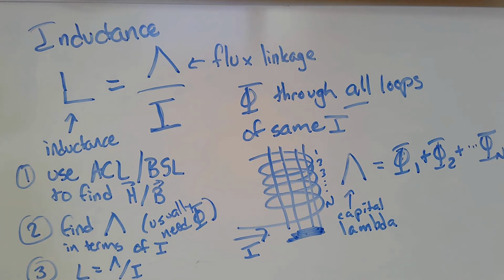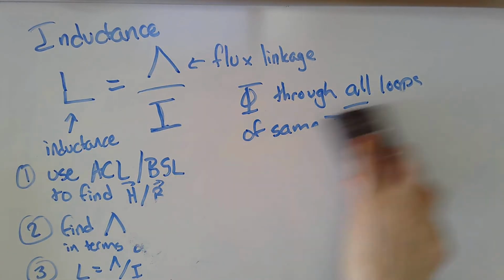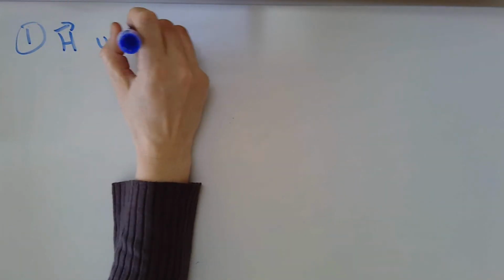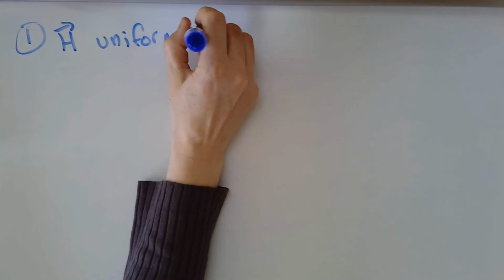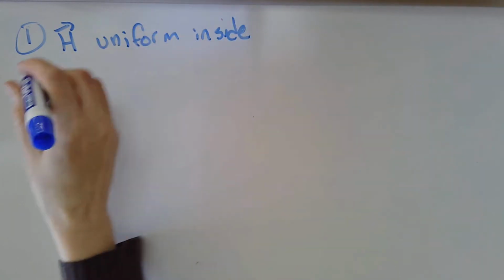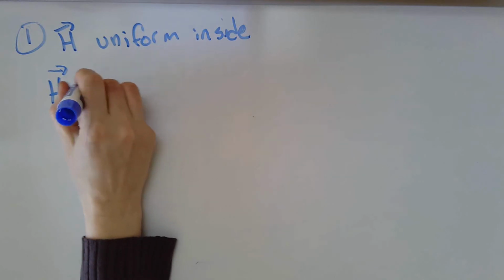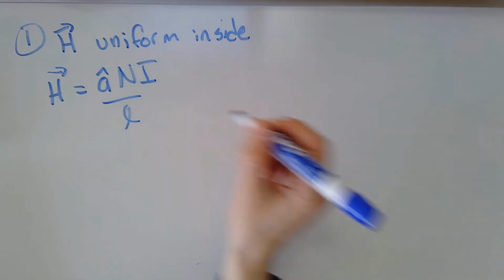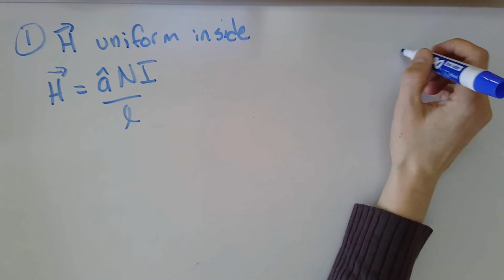So let's go back to that n-turn coil example. How do we do that one? It looks like an inductor. It's got to have some inductance. How do we do it? First of all, the magnetic field is uniform inside that coil. And we already found what it is. It is a-hat-z times N I over L. And I'll draw it over here in case you don't remember that one.